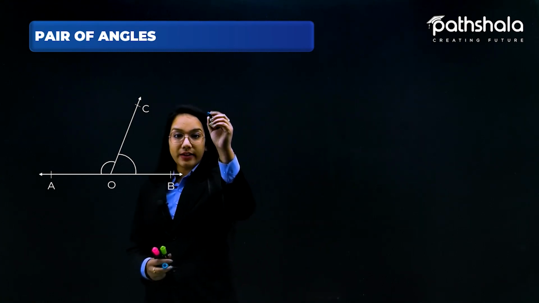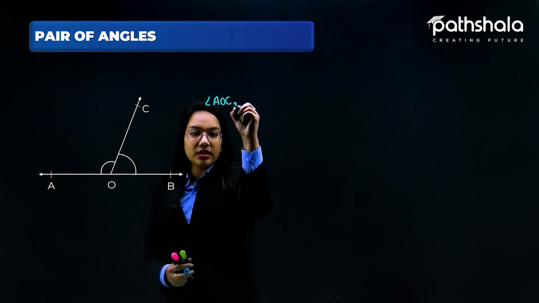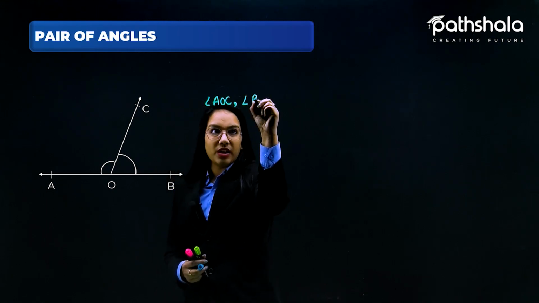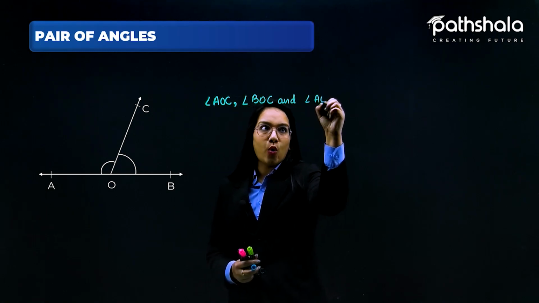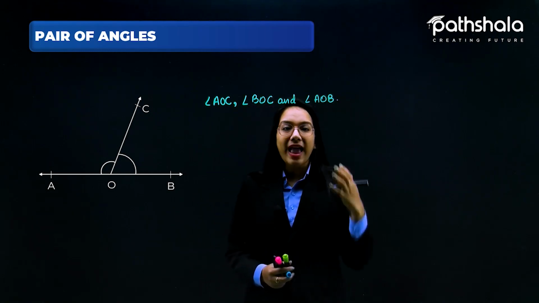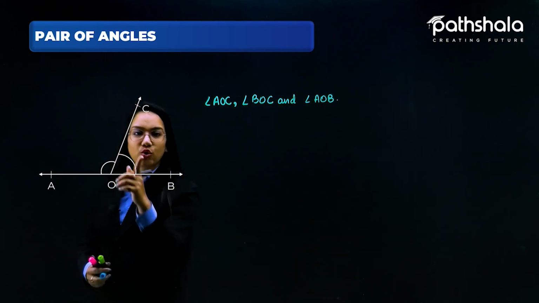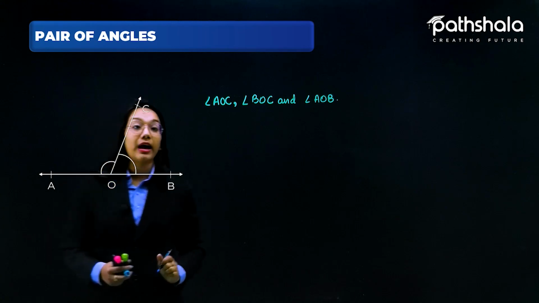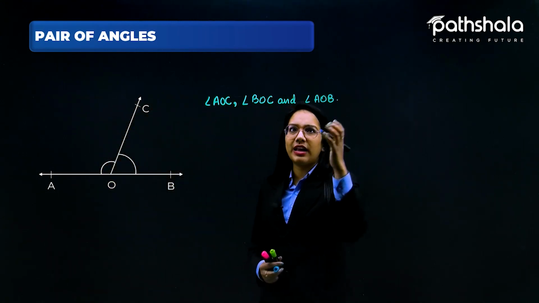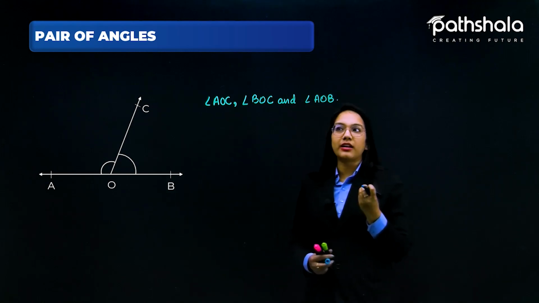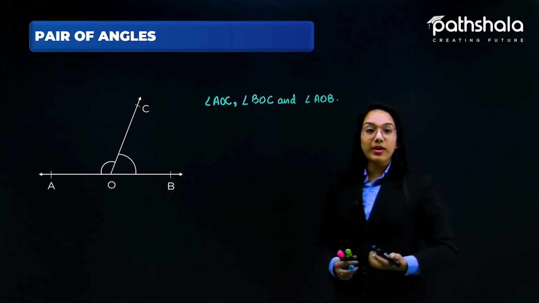Let me write them here. The first angle is angle AOC, another angle is angle BOC, and the third is angle AOB. This is angle 1, this is angle 2, and this whole angle is angle 3. So we have AOC, BOC, and AOB. We can generate a relationship between these three angles. How can we generate it?